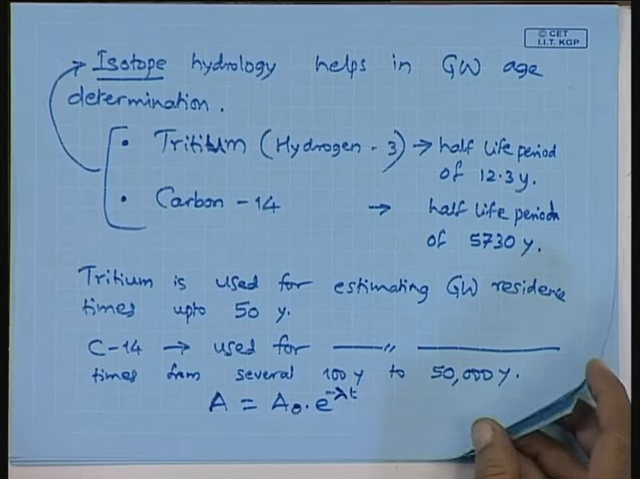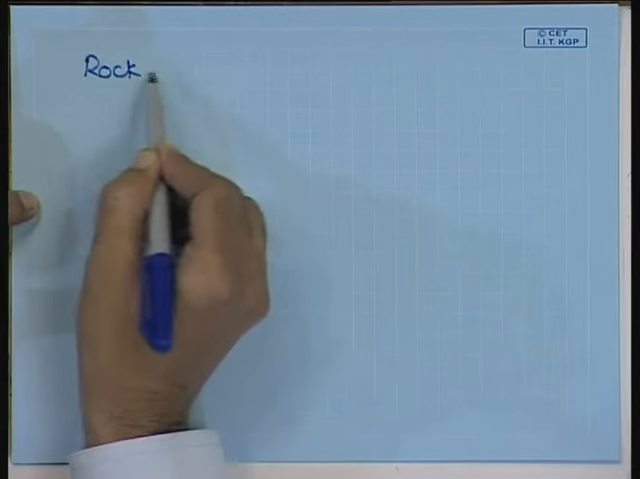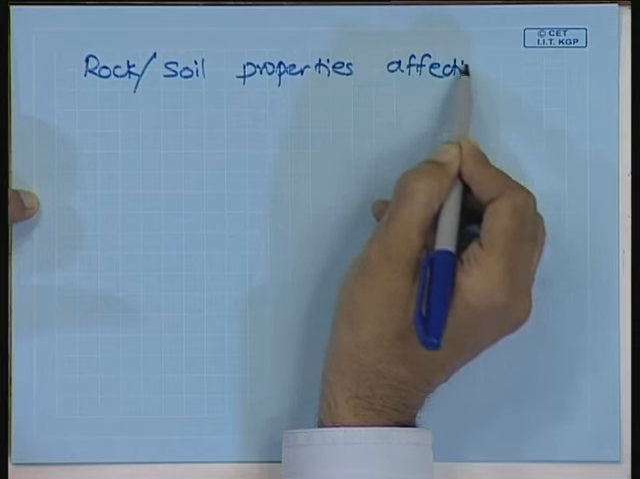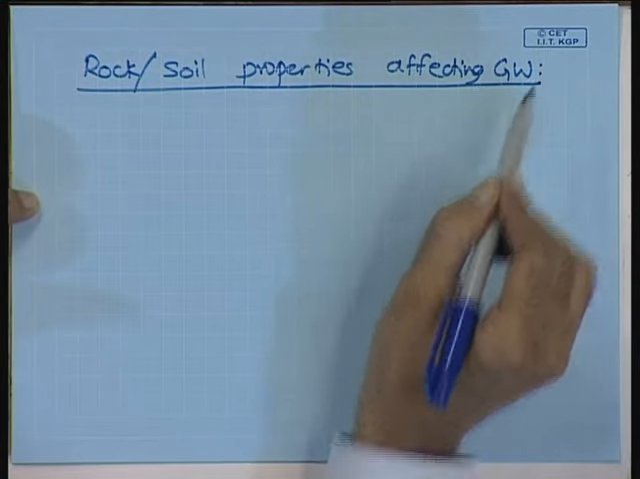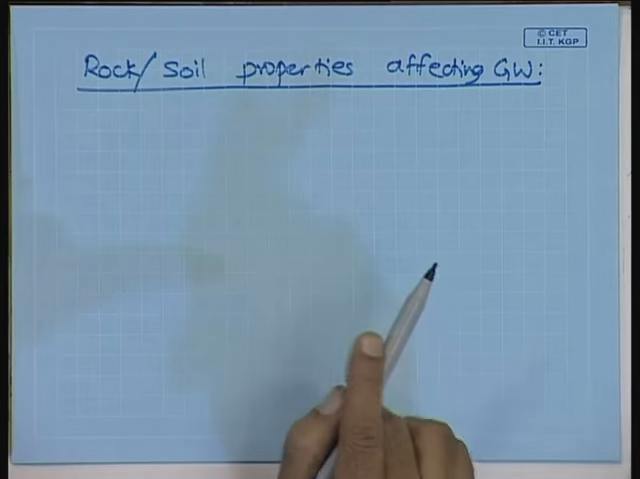So now let us come to the next part of the next article, which is the rock properties which affect the groundwater. And here, when I talk of these rock properties, rock or soil properties implies those properties which facilitate the storage and movement of groundwater.